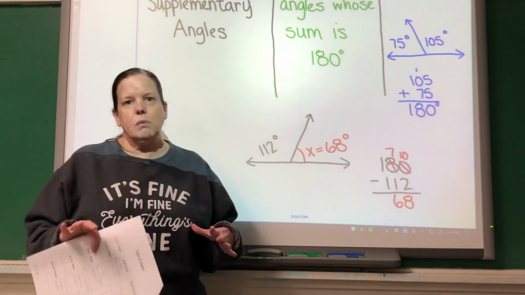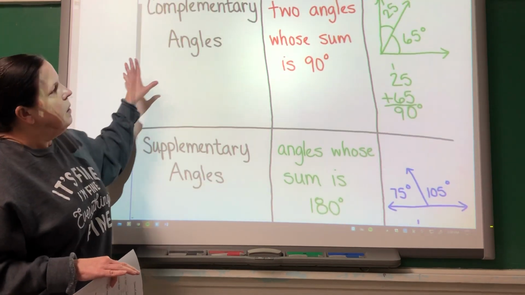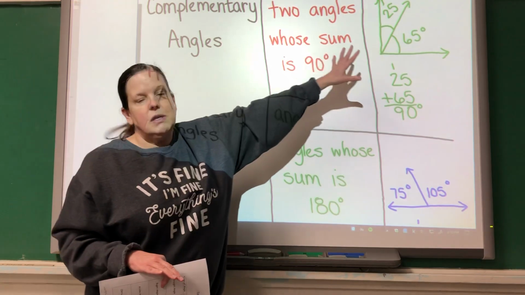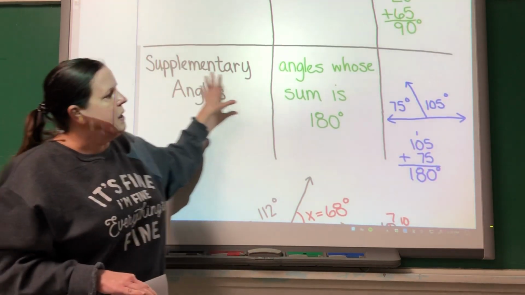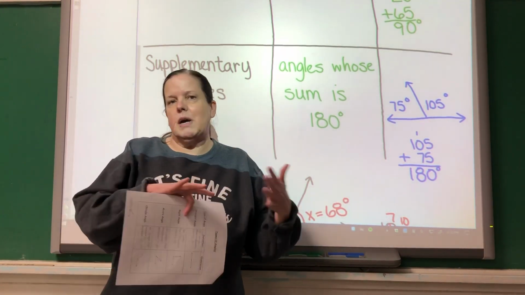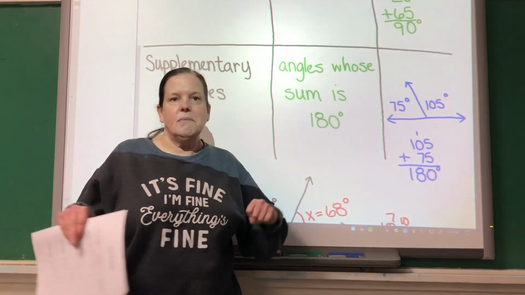Okay, so you're going to have two worksheets. One will go with your complementary angles, and again, those equal 90. The other one will go with the supplementary angles, those equal 180. So you will take that and you'll subtract the angle that you know and find the missing one, okay?